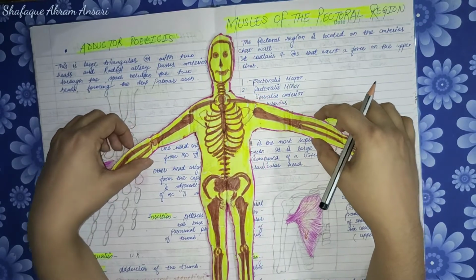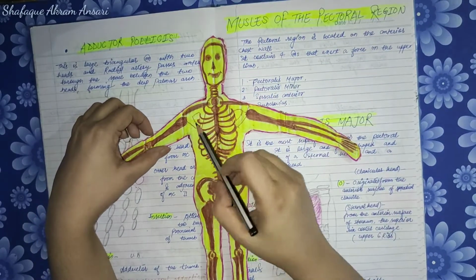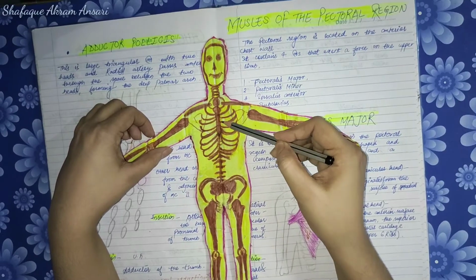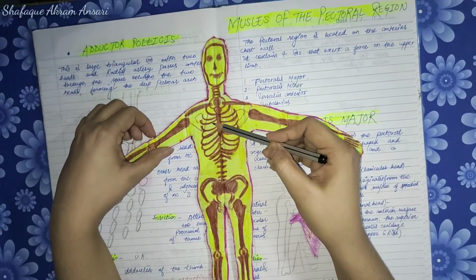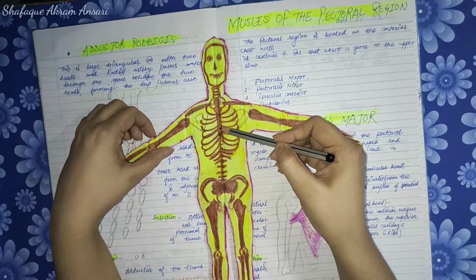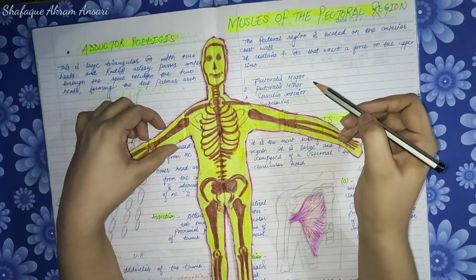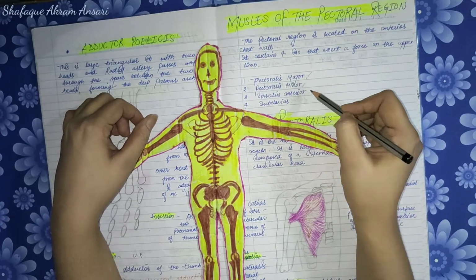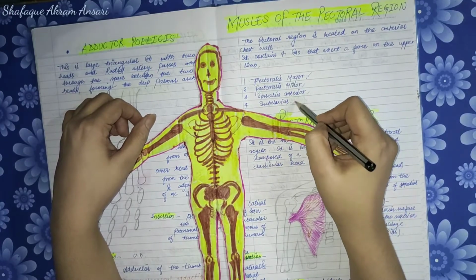Today we are going to learn about the pectoral region. The pectoral region is located on the anterior chest wall. It contains 4 muscles that exert a force on the upper limb. Names of the muscles are Pectoralis Major, Pectoralis Minor, serratus anterior and subclavius.